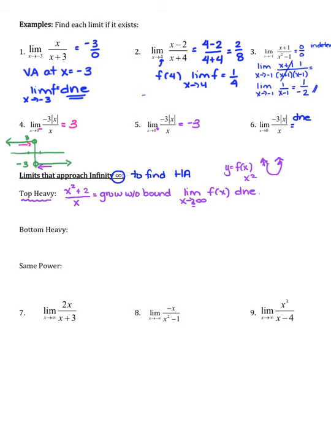If your graph is bottom heavy, that means the power of x is bigger on the bottom. Something like 1 over x squared. Well, we know in a graph like that, if I were to graph it, it looks like this. So as x is going out to infinity, and x squared is getting bigger and bigger, your numbers are getting smaller and smaller. So the limit is always going to be 0. In other words, your horizontal asymptote would be the x-axis.